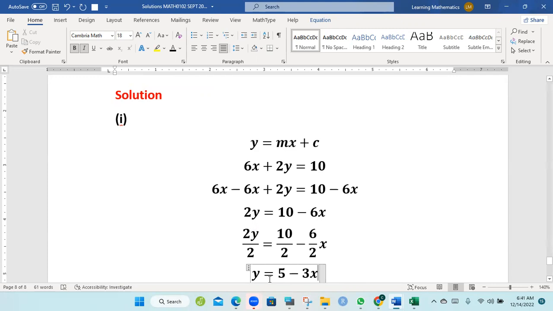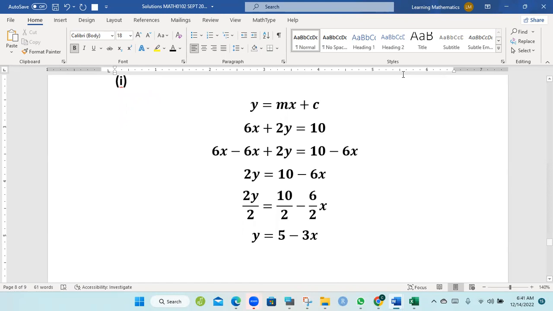So therefore now, since y is the subject of the equation, we have y is equal to 5 minus 3x. The number that is in front of x, the coefficient of x, will be the gradient. So the gradient is actually negative 3. We can write this down.